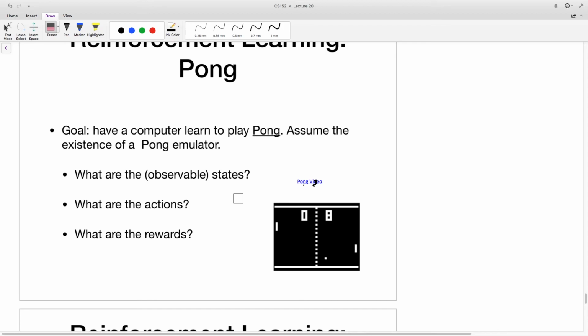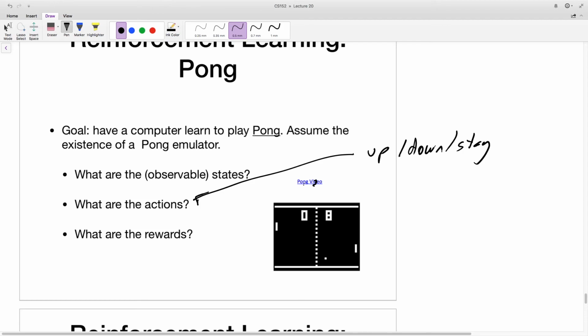Okay, let's talk about this. State. What's the state? That up and down is not a state. That's an action. Okay, let's answer actions. So what are the actions? Up, down, or stay. That's basically what you could do. When you paid your quarters to play, there was a dial, and you can move it to the right, to the left, or leave it where it is. So up, down, stay.